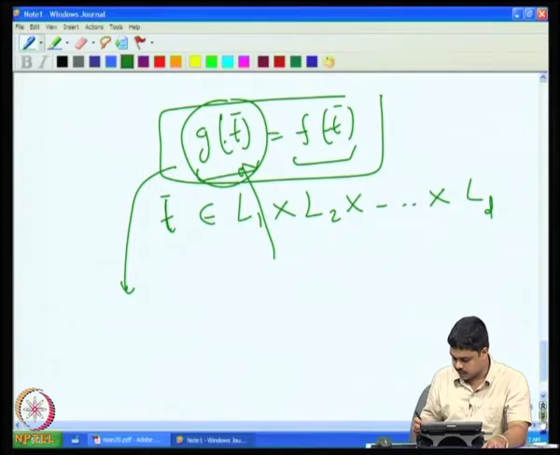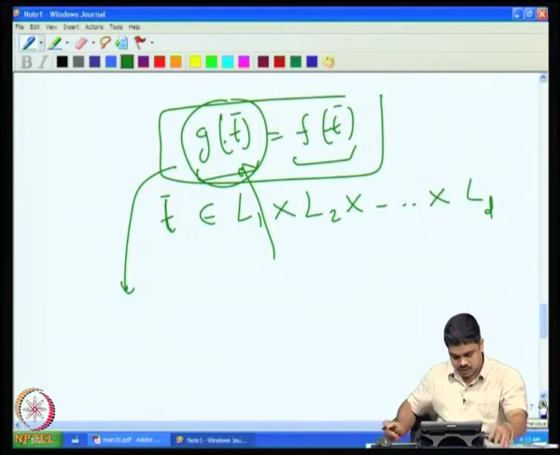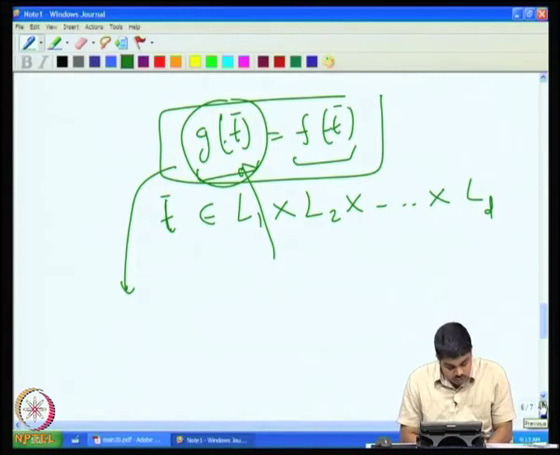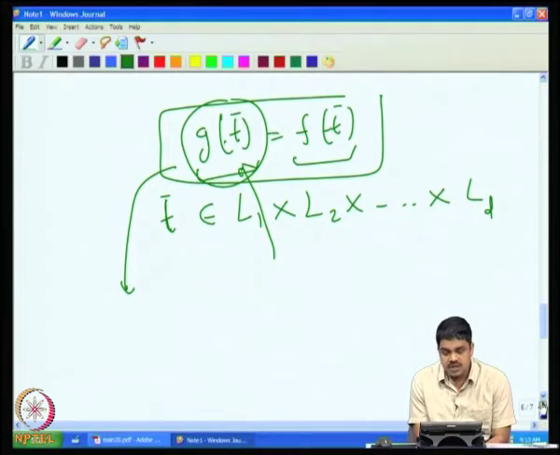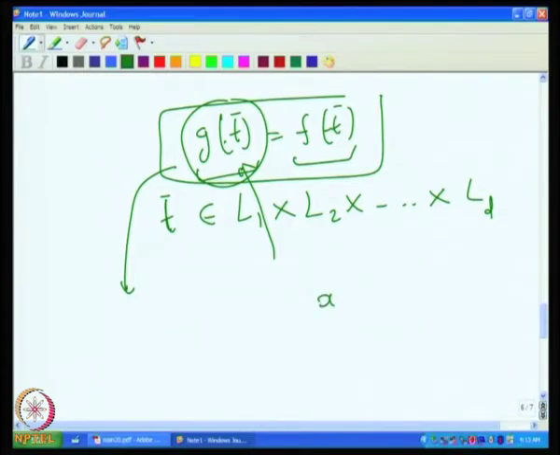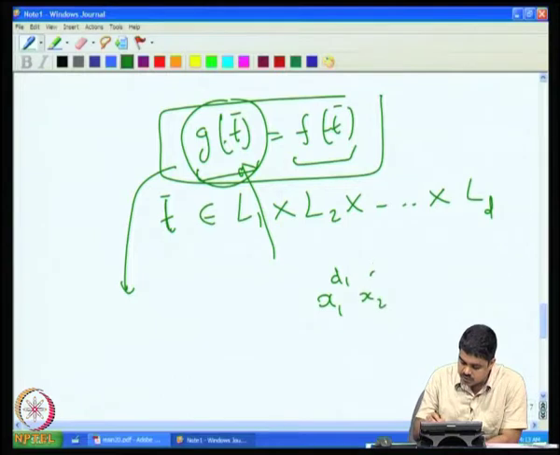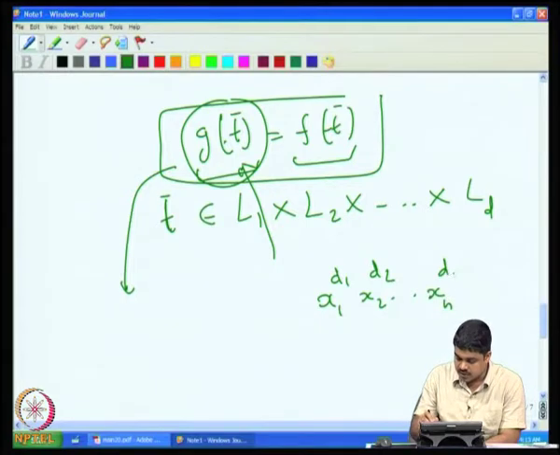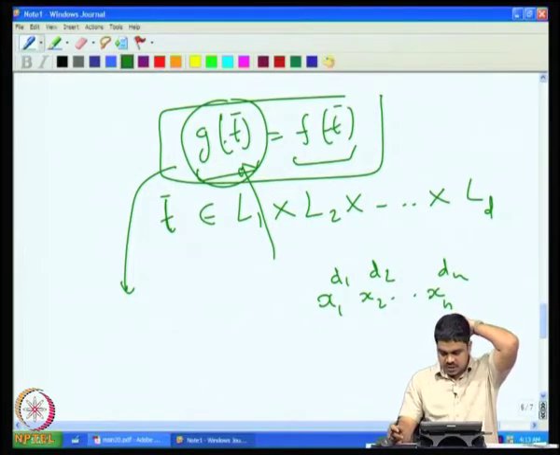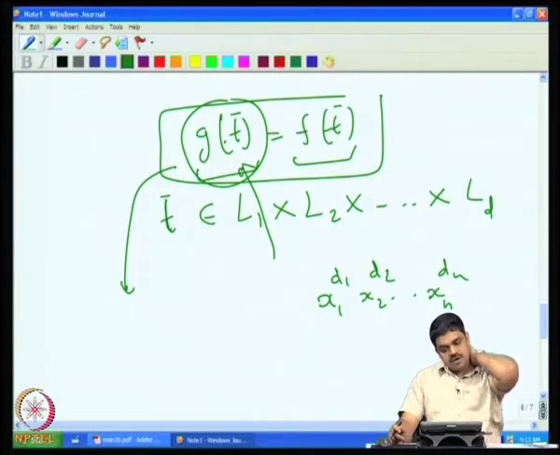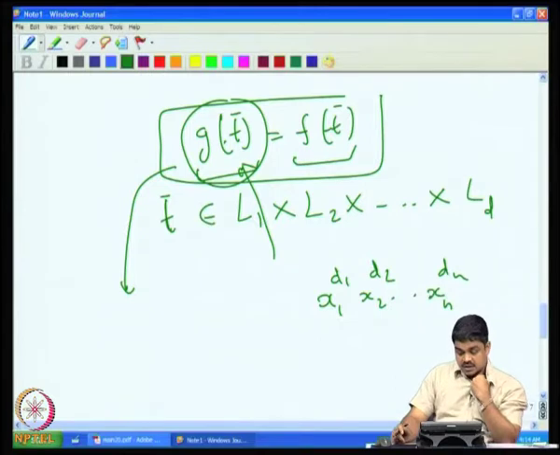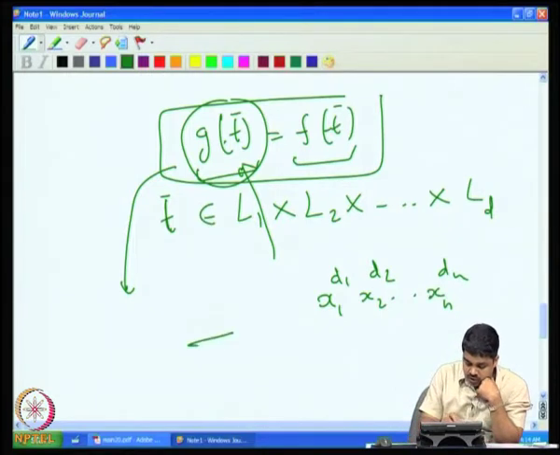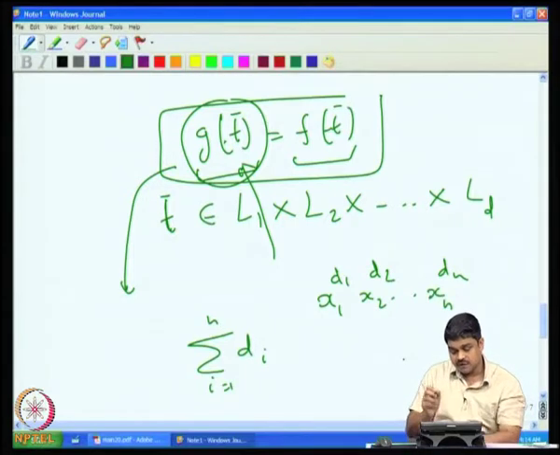It is a non-zero polynomial because if you consider the particular term x1 raised to d1, x2 raised to d2, up to xn raised to dn, this is not changed at all, right. And what is the total degree of this term? The total degree is the sum of di, i equal to 1 to n, right. And if you look at every other term, their degree has reduced, right.